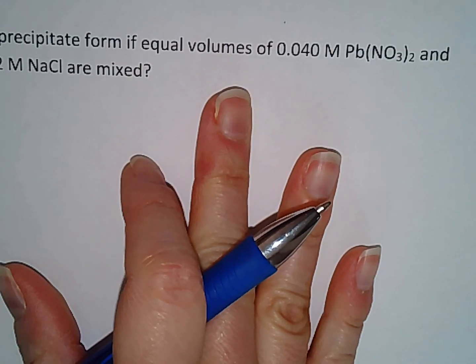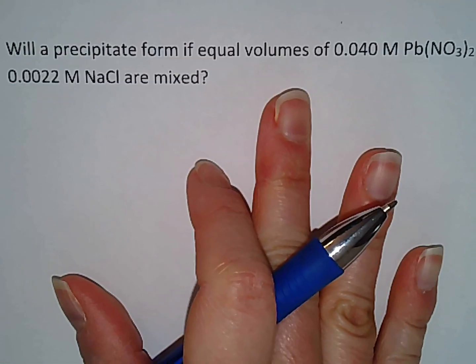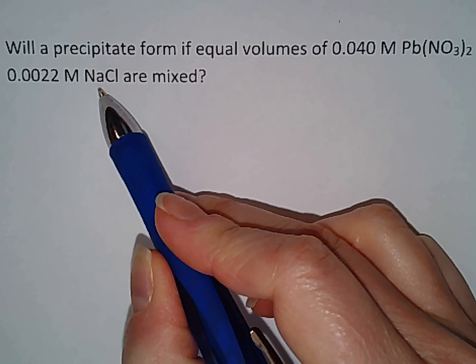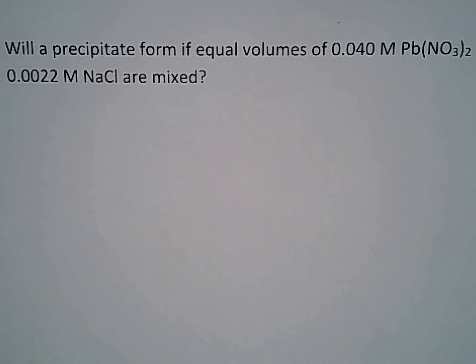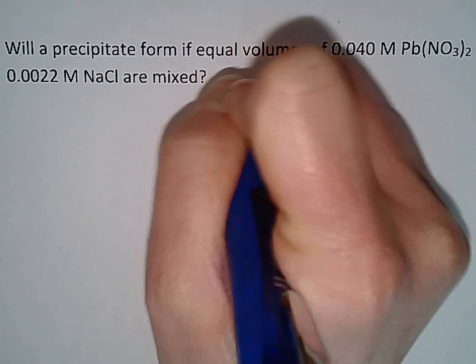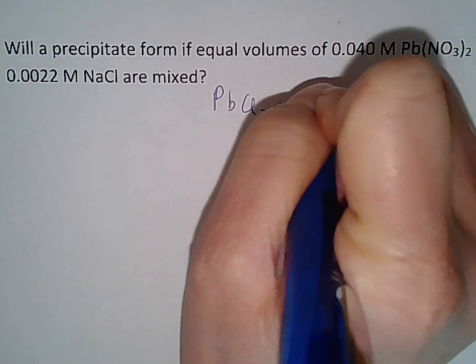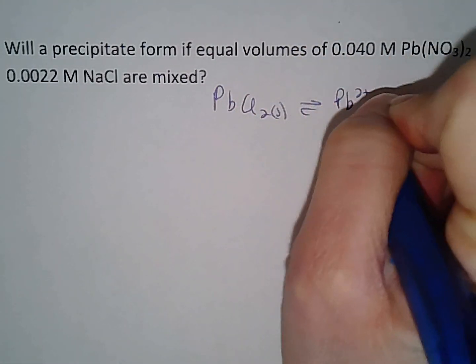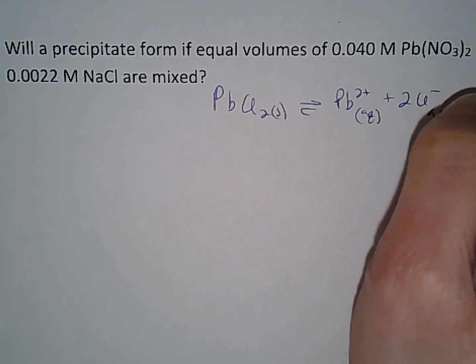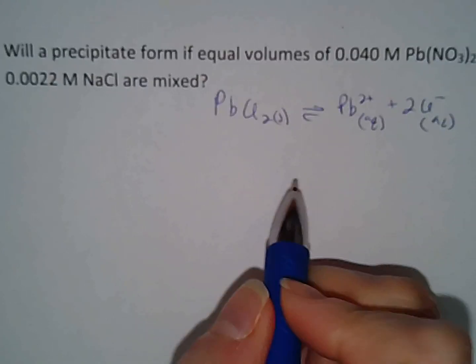So we are asked to see, I'm just going to bring the camera up a little bit here. Okay, we are asked to see whether or not a precipitate will form if I have equal volumes of lead(II) nitrate and sodium chloride. The ionic solid that we are going to make is, of course, lead chloride. And we are trying to see, do I have enough lead ions and chlorides in this solution mixture in order to make this solid?